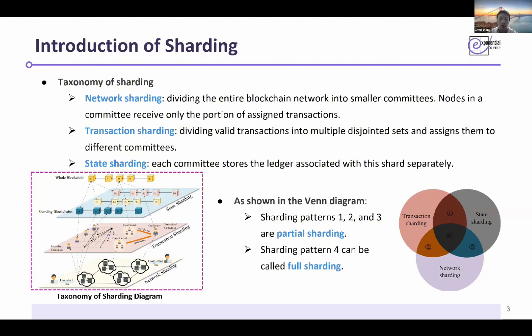As shown in the diagram in the lower left corner, these 3 types of sharding apply at different layers of the blockchain. In a sharding model, it is common to combine several types of sharding. In the Venn diagram on the right, a model that uses 2 types of sharding is called partial sharding. One that uses all 3 types is called full sharding.